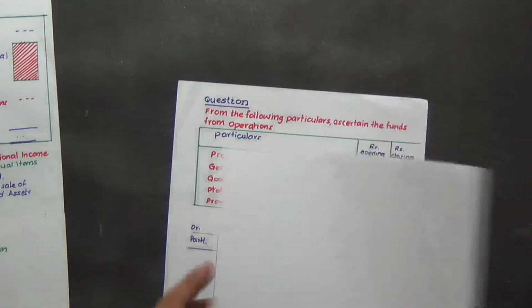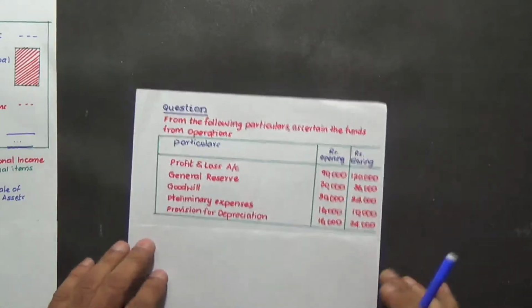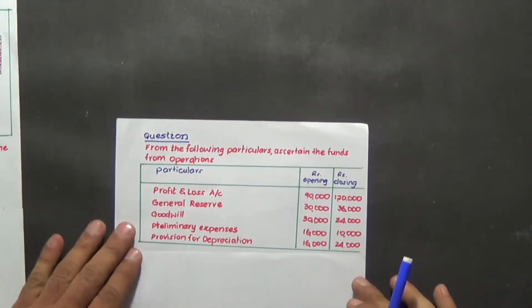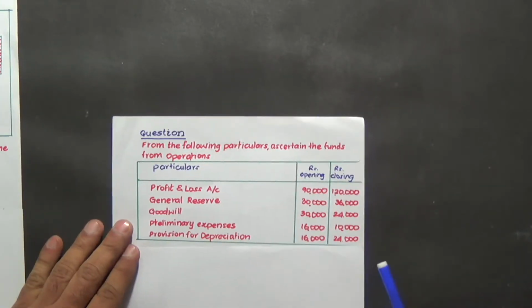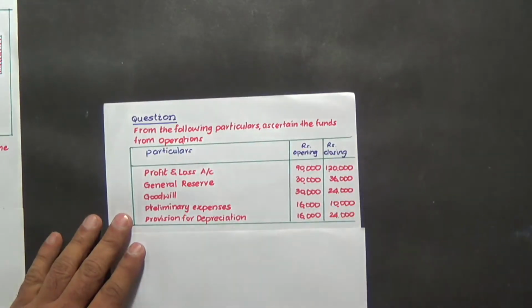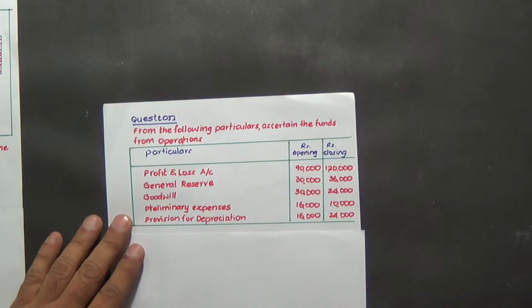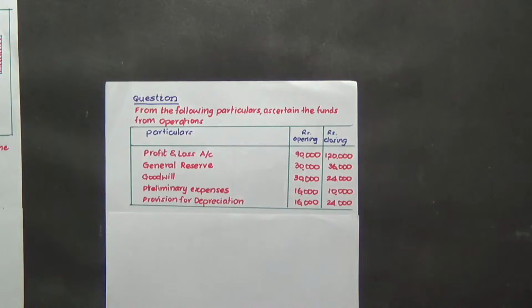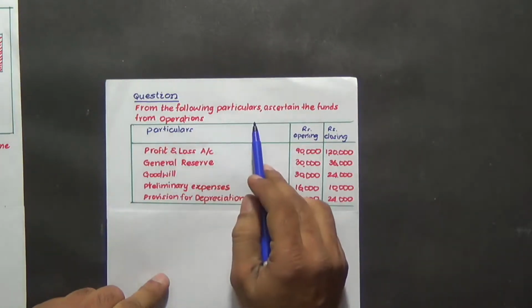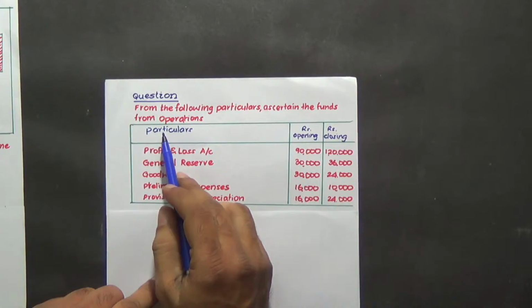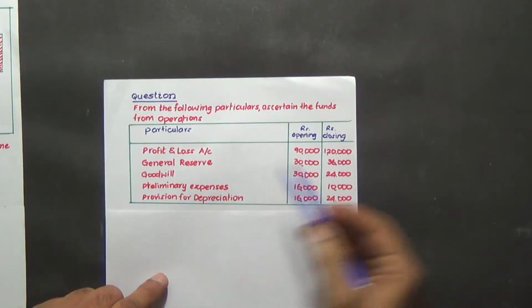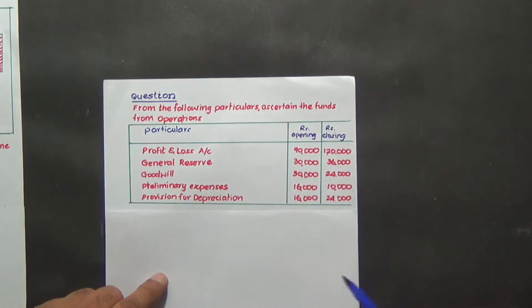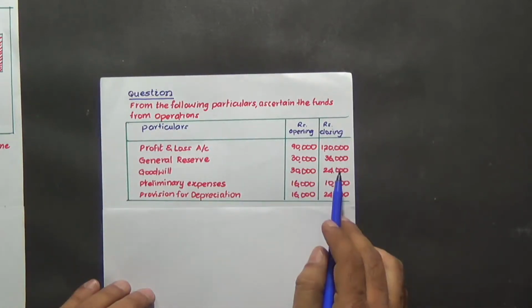Now, this is a typical problem, which is going to help us understand this template. There's no such thing as a difficult problem or an easy problem. It's just a template-based problem. Here, all that you're going to do is, from the following particulars, ascertain the funds flow from operations. You are given opening balances, you are given closing balances. So everything has got an opening and a closing.